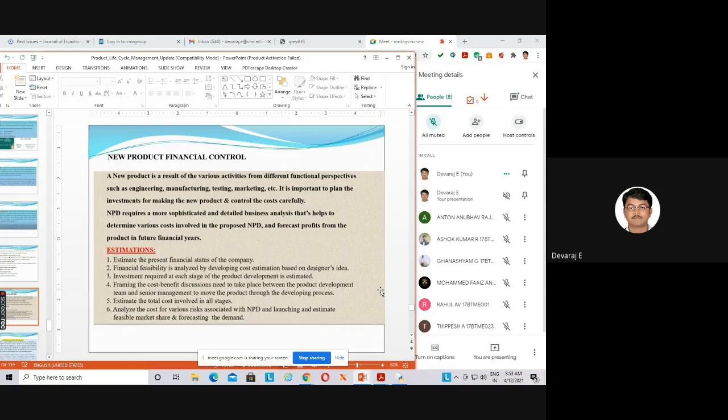So I told you, each stage means, in the designing stage you want the cost estimation. In the manufacturing process you want the manufacturing department. For manufacturing the product you want cost estimation. Testing you want cost estimation. Marketing you want cost estimation. So how much cost is required in each process or each stage, that you should decide initially only.